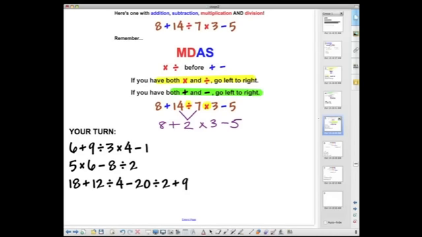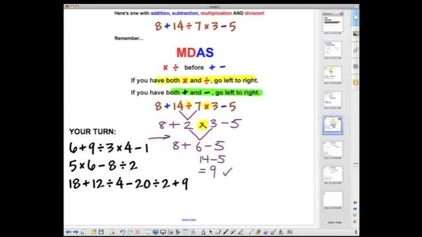We rewrite the equation surrounding our new answer, and we need to do the multiplication piece here. The multiplication piece is 2 times 3. 2 times 3 is 6. Rewrite the surrounding information. All we have left is addition and subtraction, so we're going from left to right. 8 plus 6 is 14, minus 5 gives us 9.